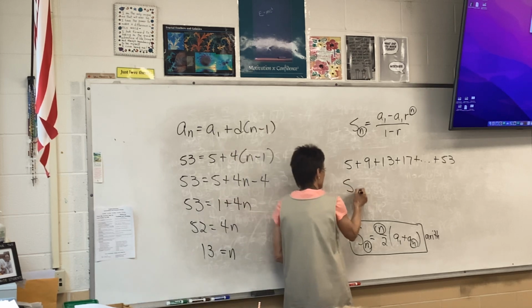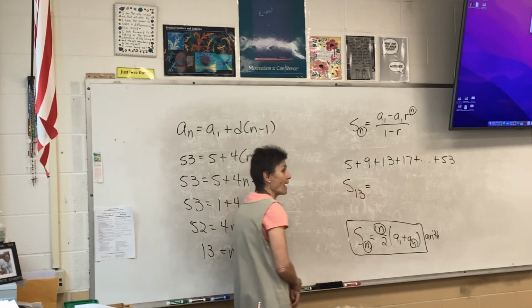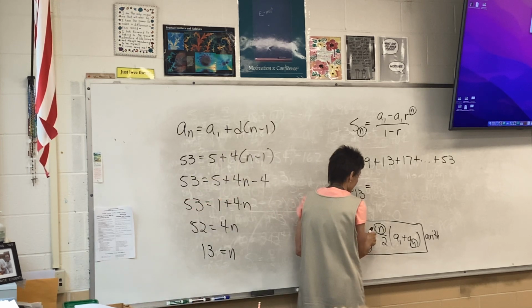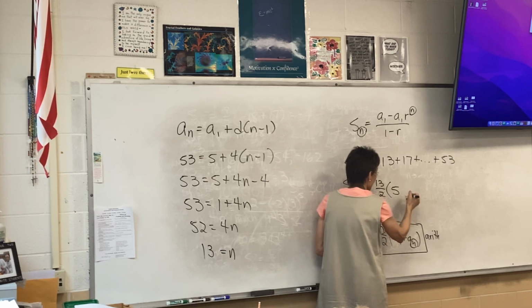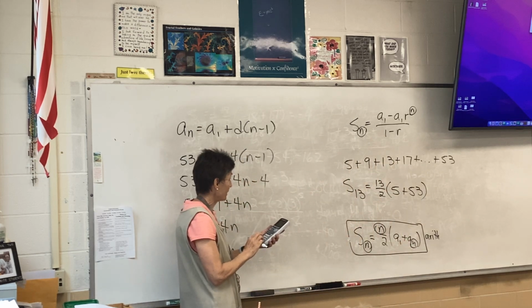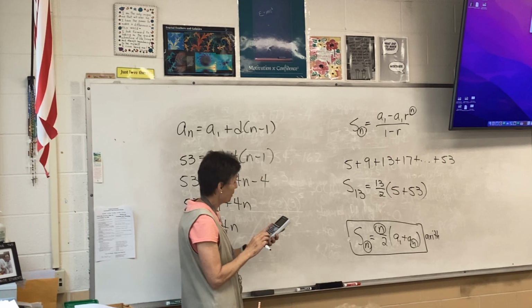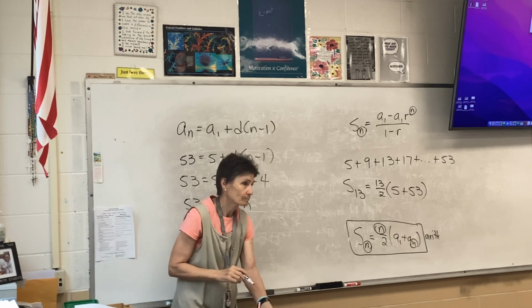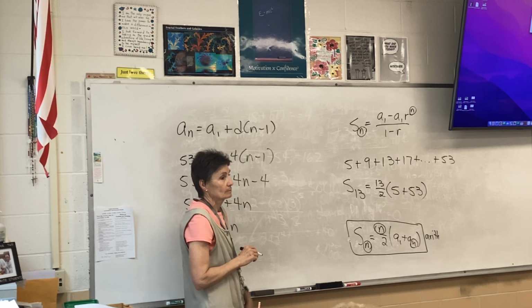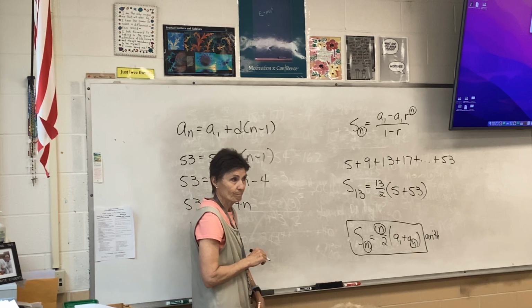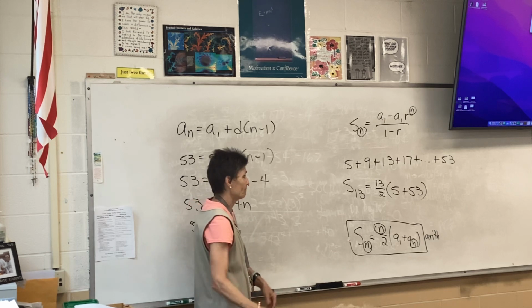So S sub 13, I'm using my formula now to add them up. S sub 13 will be 13 over 2 times 5 plus 53. Go ahead, let's figure that out. And we should be all set. What'd you get? Negative 312. That's not what I got. I could be wrong. Let me try it again.